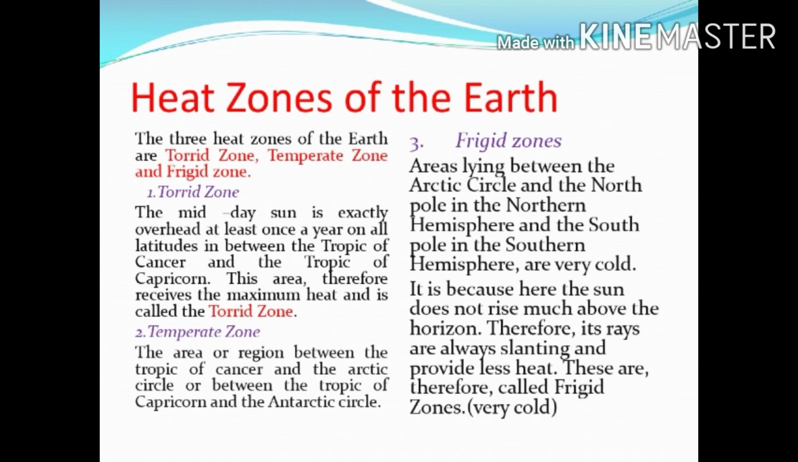Next one is called frigid zones. Areas lying between the Arctic Circle and the North Pole in the northern hemisphere and the South Pole in the southern hemisphere are very cold. It is because here the sun does not rise much above the horizon. Therefore, its rays are always slanting and provide less heat. These are therefore called frigid zones. Frigid zones are very cold.